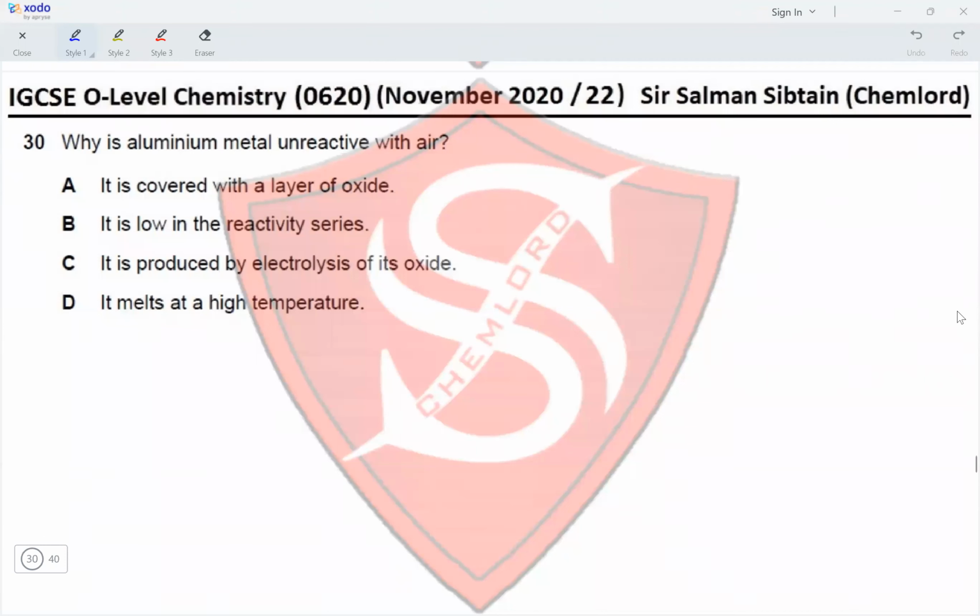Question 30. Why is aluminum metal unreactive with air? It is covered with a layer of oxide. Yes, aluminum reacts with oxygen to form a superficial layer of Al2O3, which does not allow the rest of the aluminum that is protected by this layer to react with oxygen. It is low in the reactivity series. No, it is higher in the reactivity series. It is produced by electrolysis of its oxide. That is correct, but that is not why it is unreactive with air. It melts at a higher temperature. Yes, that is true as well, but not the reason why it is unreactive with air. Therefore, option A is the correct option for this question.